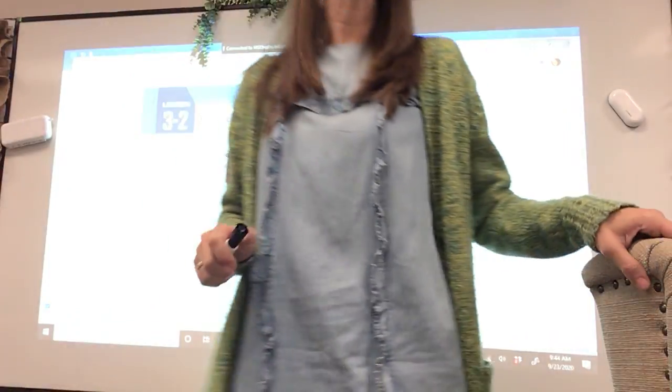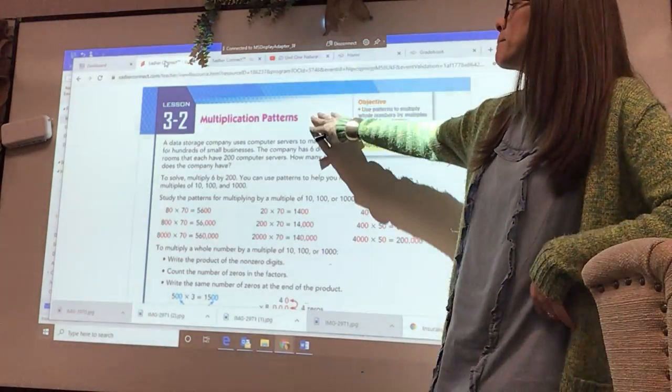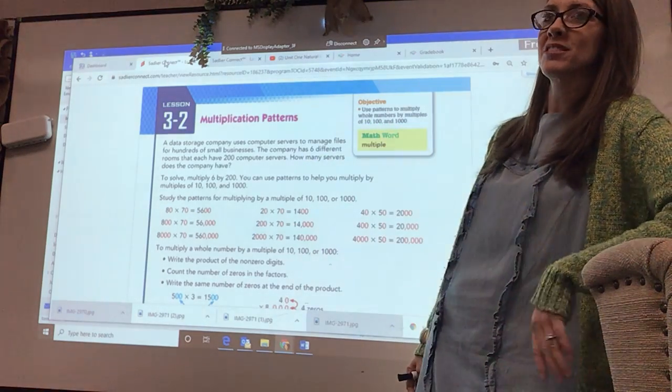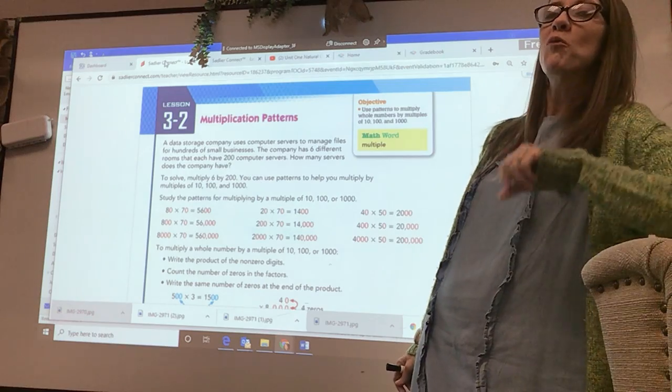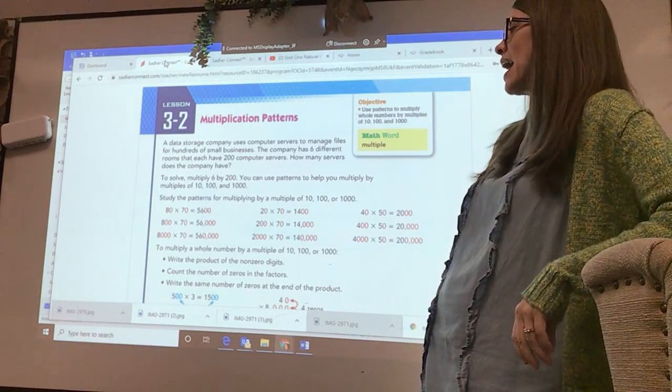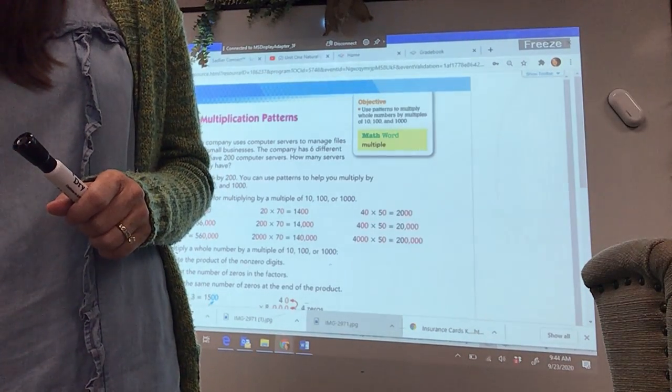We're going to look at lesson 3-2, which is going to be multiplication patterns. All right, we are looking for patterns. It's going to be quite obvious once you look up here and look at our example. So let's read our story here.